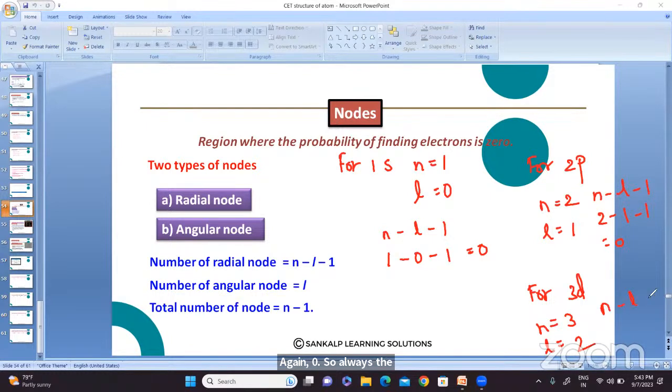So again here I'll just check. N is equal to 3, L is 2, minus 1. 3 minus 2 is 1, 1 minus 1 is 0. So the probability of finding the electron is 0. So this is the formula you have to use.